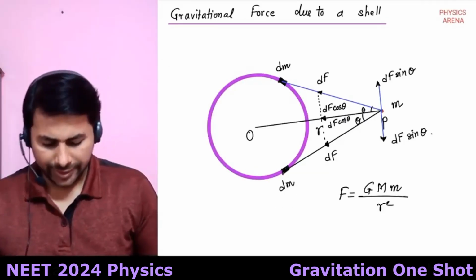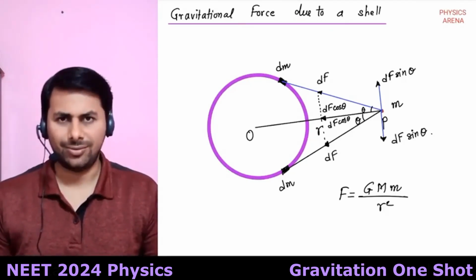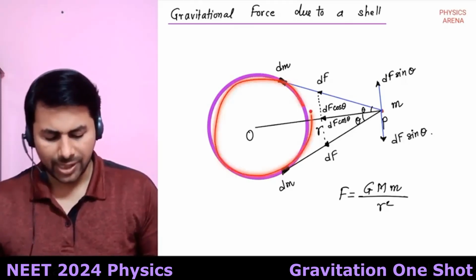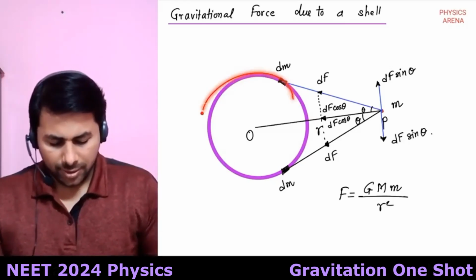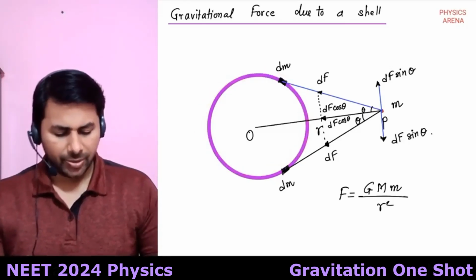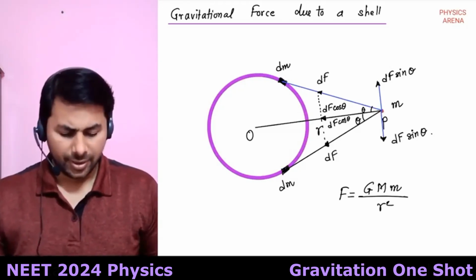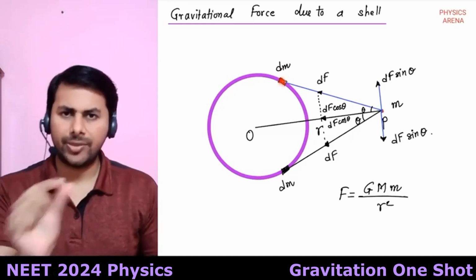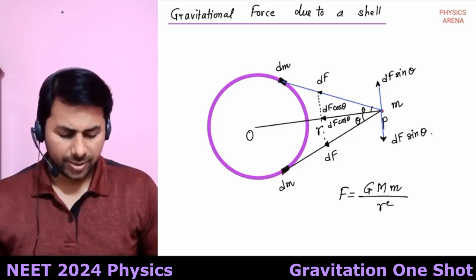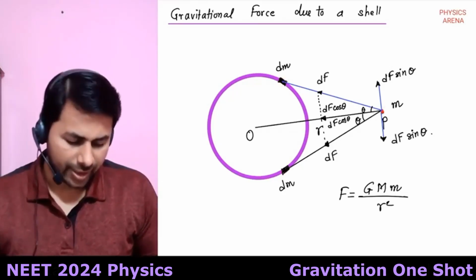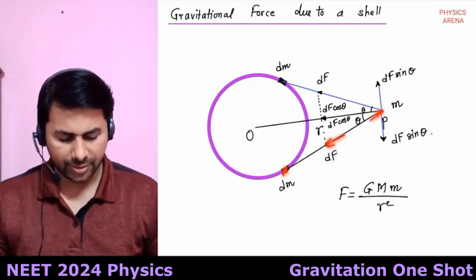All right. Then let's see this point. The gravitational force due to a shell. Okay. So suppose you have a shell like this. If you have some mass outside of that shell, you can consider small pieces of the shell. Let's suppose this small piece is dm, this small piece is dm. So this small piece will attract this mass in this direction. This one will attract this mass in this direction.